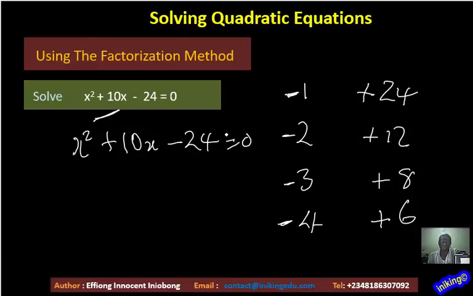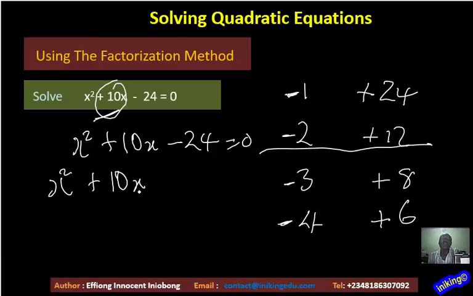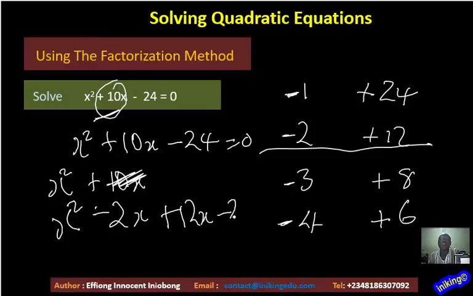Now, which of these pairs can give me plus 10x? And I can quickly see that minus 2 plus 12 will do that job. So I quickly come here and say, okay, that means x squared plus 10x. Sorry, in place of 10x, we're going to do what? Let me take that again. x squared minus 2x plus 12x minus 24.